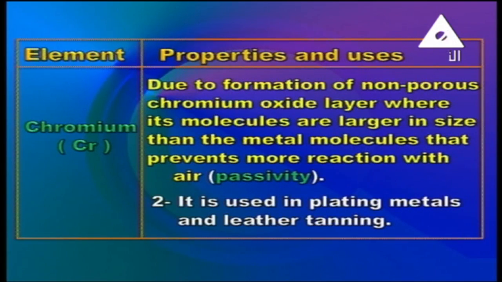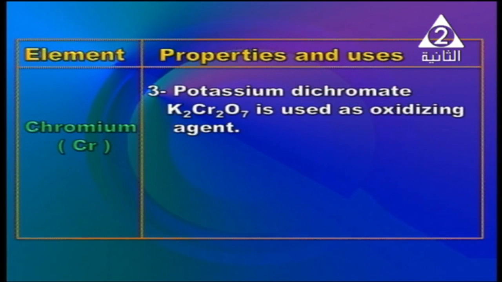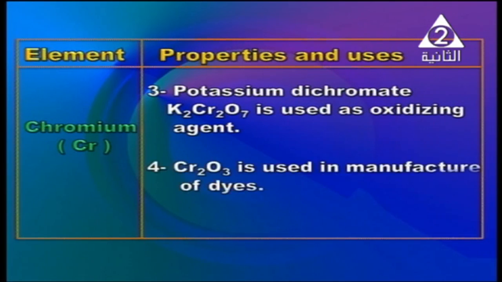Another use for chromium: it is used in plating metals and leather tanning. My dear student, we have a compound of chromium which is an oxidizing agent, called potassium dichromate, that has the chemical formula K2Cr2O7, used as an oxidizing agent. And another compound of chromium, chromium oxide, is used in the manufacture of dyes.